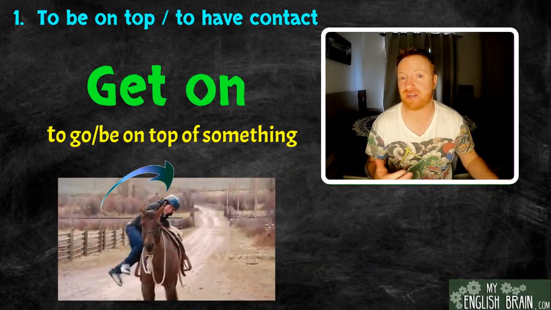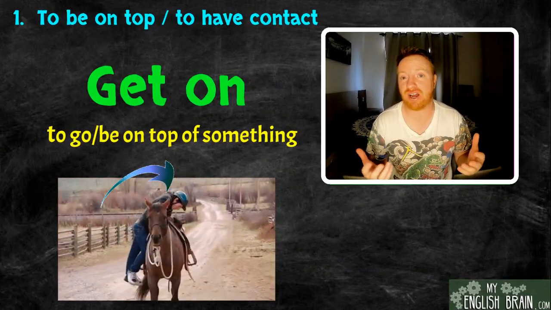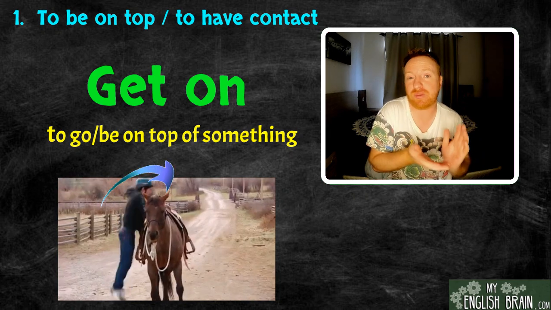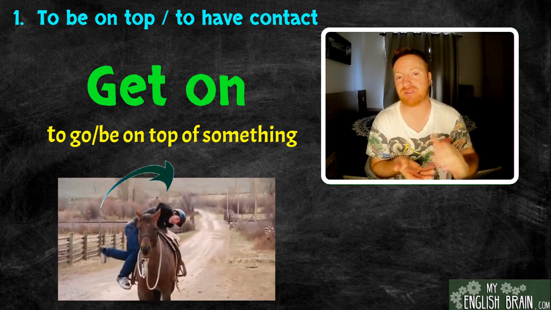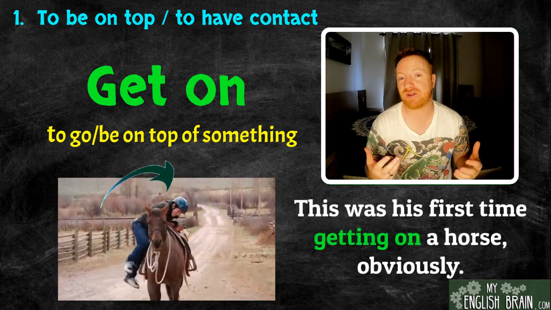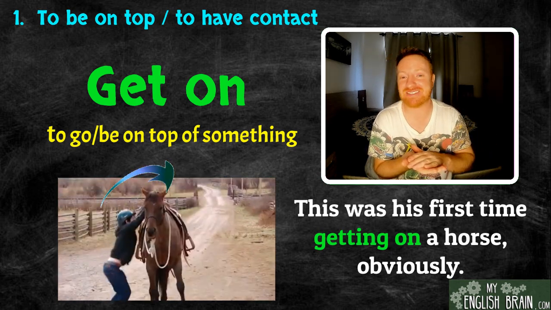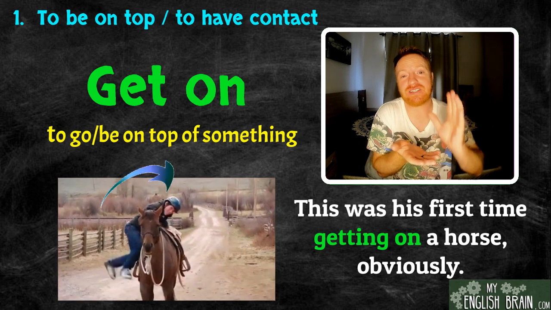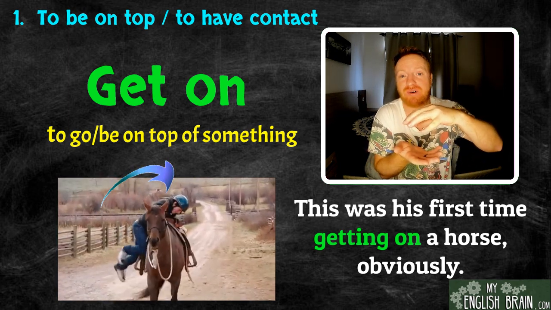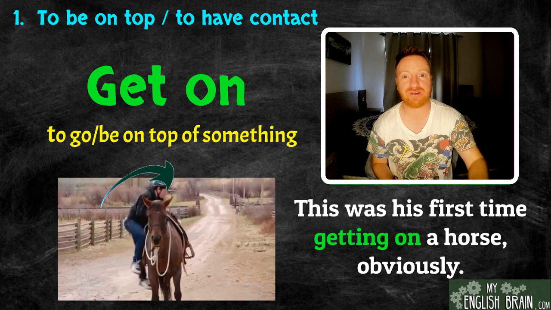So, in our first example, we can see get on. Get on means to be on top or to go on top of something else. So, for example, this was his first time getting on a horse. Obviously, the idea is that he is trying to put his body on top of the horse. He gets on the horse.